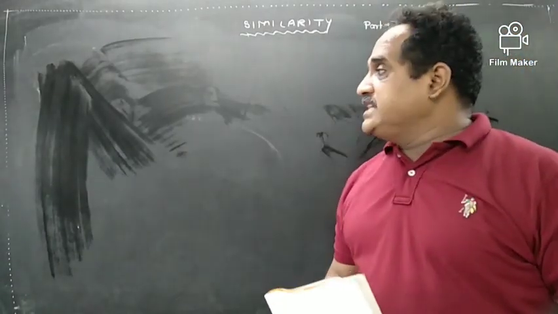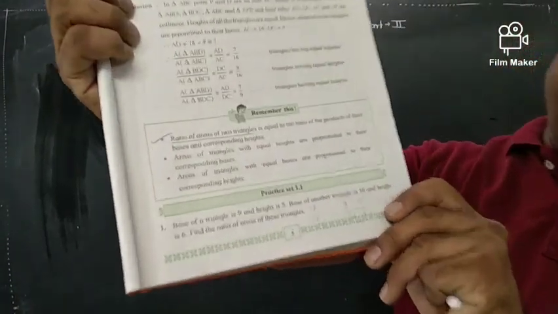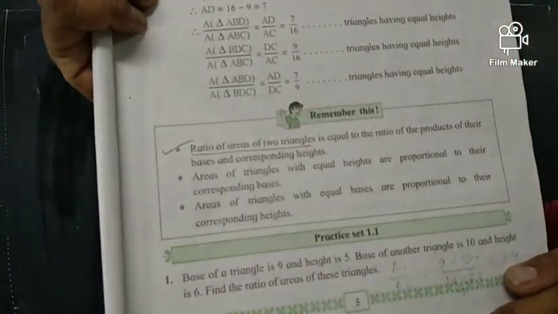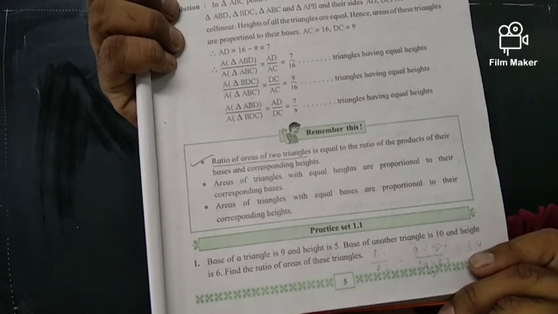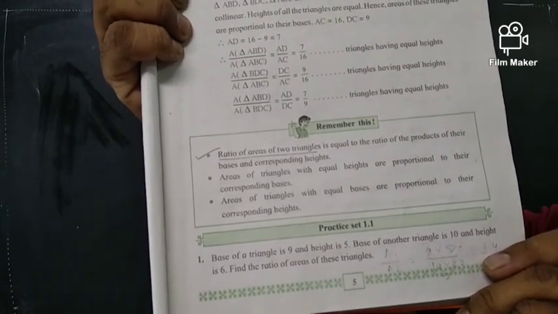The textbook has given all these properties as a remember this. So this is given over here. Remember this. All the three properties are given. One additional property is there in the textbook, but they have not given it.